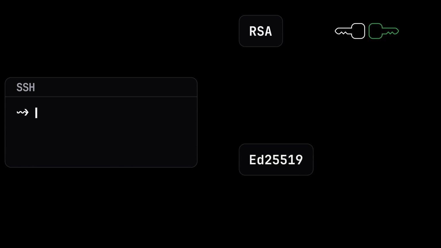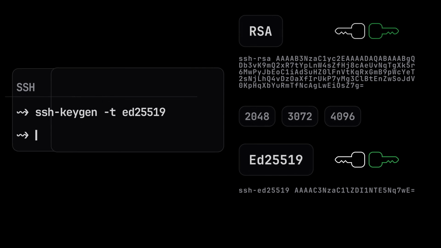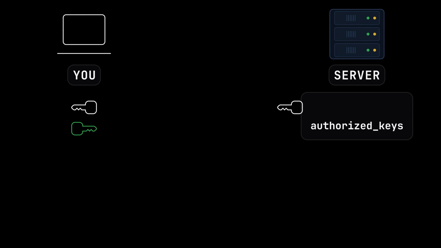You can use algorithms like RSA or Edwards-curve Digital Signature Algorithm to generate a set of public and private keys. As a side note here, if you're generating a key today, just use Edwards-curve Digital Signature Algorithm. It provides shorter keys, faster performance, and you don't have to decide the key size and get it wrong. When you set up the server, you copy your public key into the server's authorized keys file.